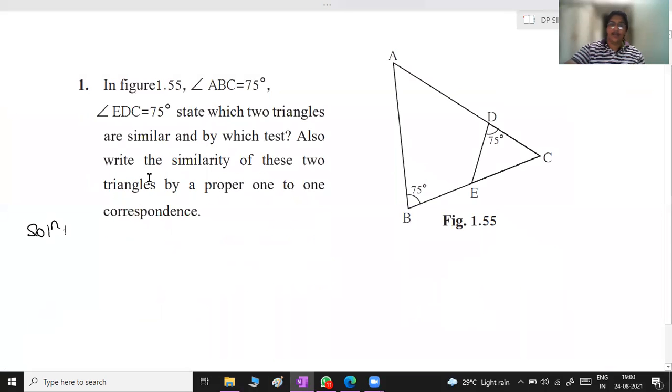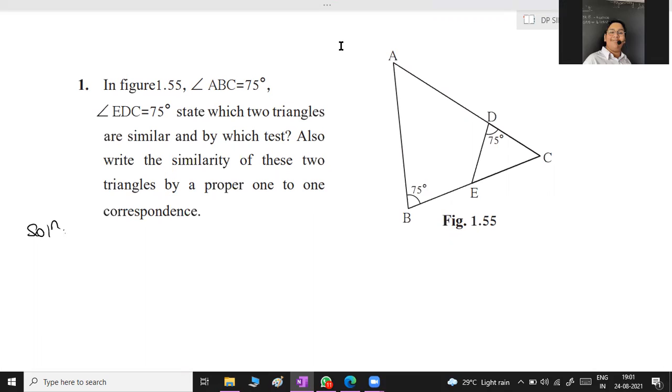I hope my screen is visible to everyone and the recording is started. Cool. So let me start solving the question. The question says that in figure 1.55, angle ABC is equal to 75 degrees. It's marked in the figure as well. Angle EDC is also 75. State which two triangles are similar and by which test. Also write the similarity of these two triangles by showing proper one-to-one correspondence.